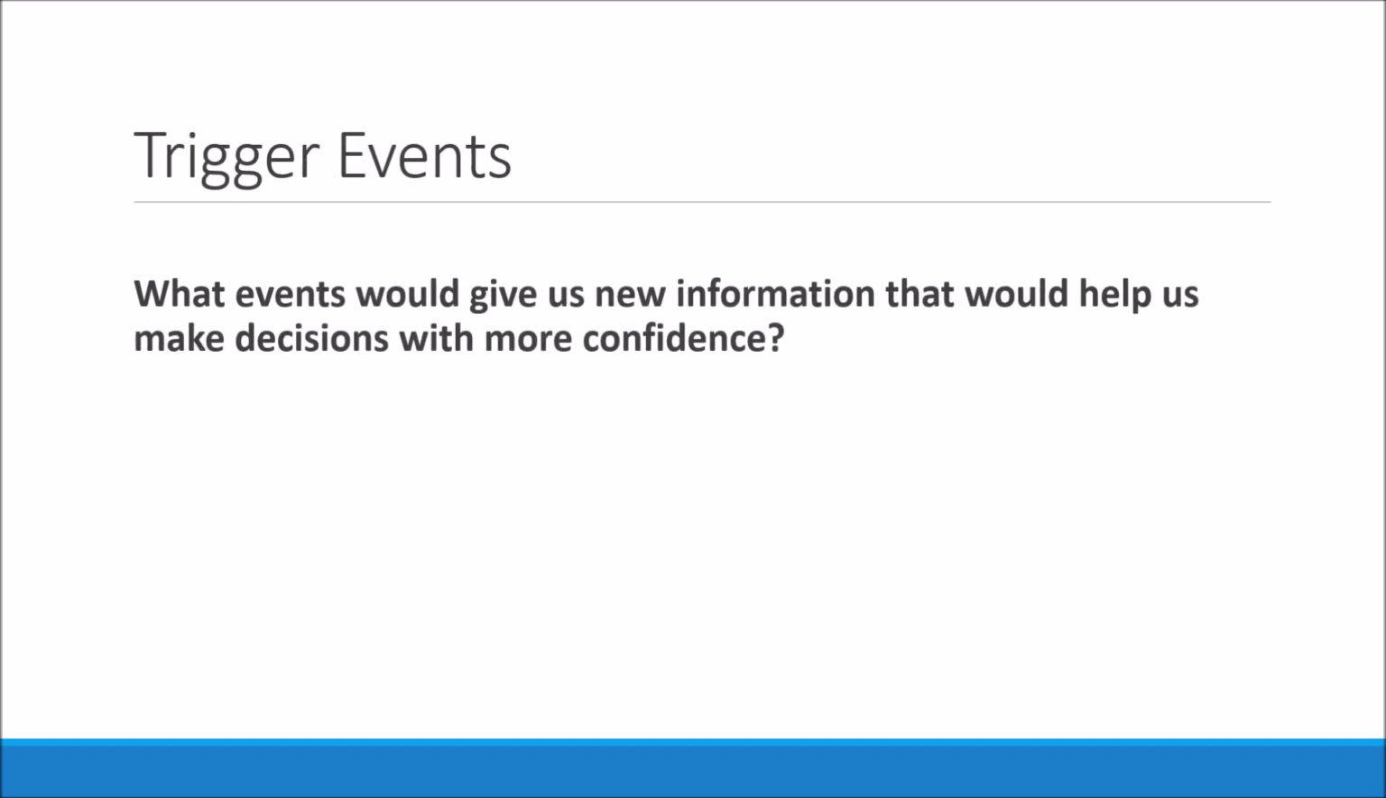Once you have your list of unknowns, I want you to think about what I call trigger events. These are things that might happen, that frankly probably will happen, that will give us new information that will make us feel better about making decisions, right? It's going to increase our confidence. Trigger events are not things that resolve all uncertainty. They just give us more information.